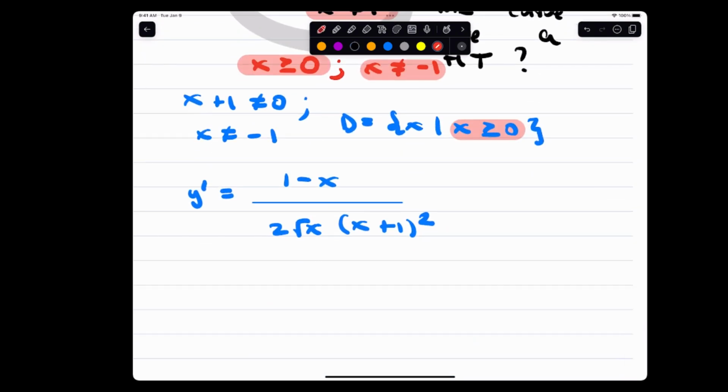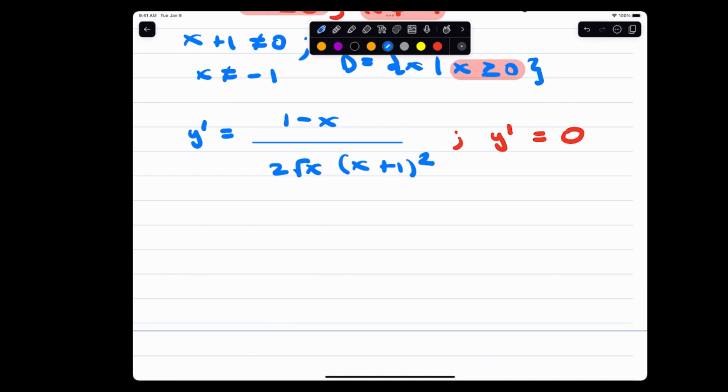So here's what I mean. You have to set the first derivative now equal to what? 0. So what does that mean? We have (1 minus x) over 2 square root of x times (x plus 1) squared, and that equals what? 0.